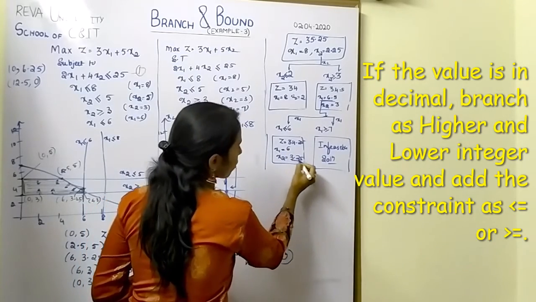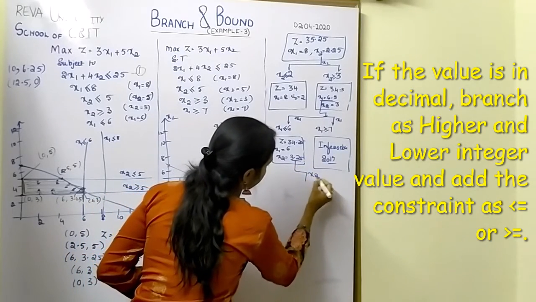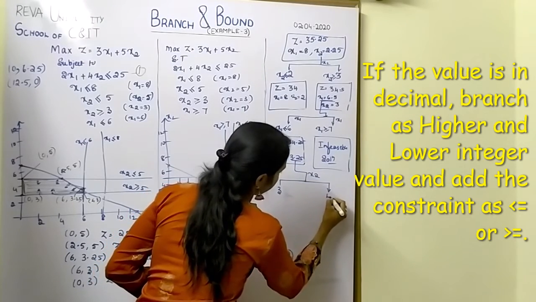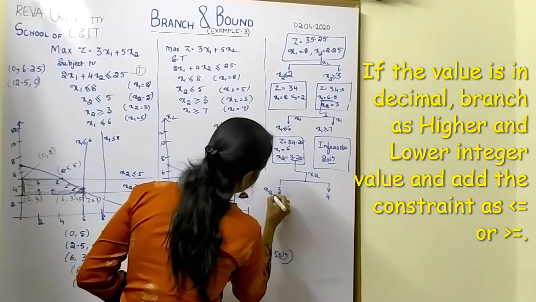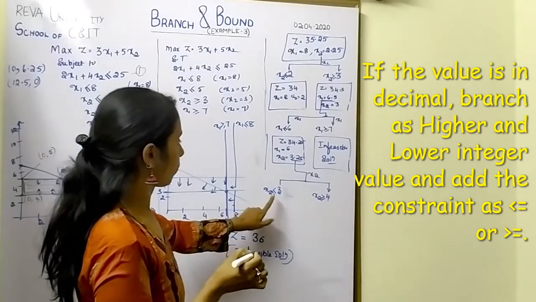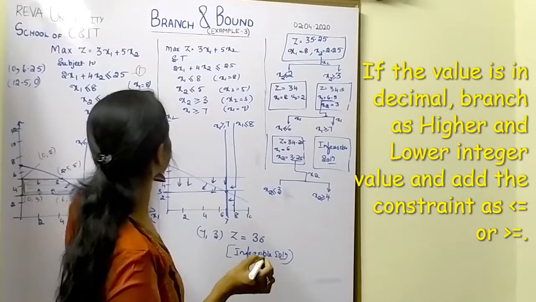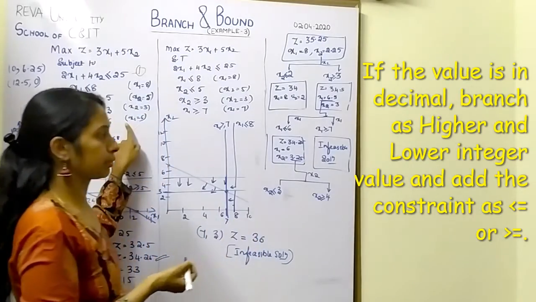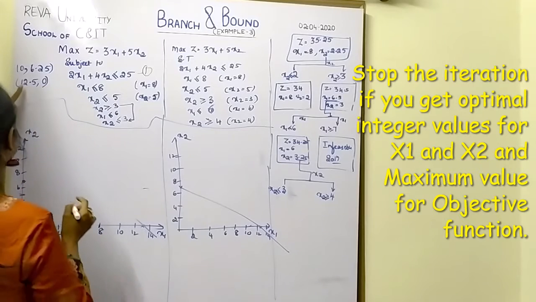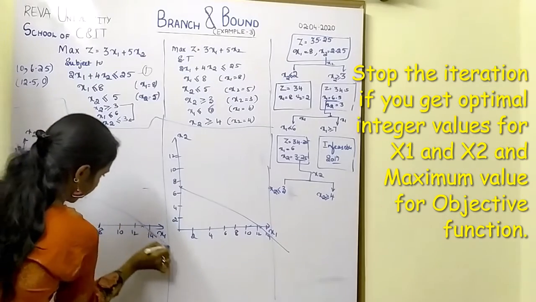So, since this is not an integer, I will consider x2. This value lies between 3 and 4. So, x2 is less than or equal to 3, x2 is greater than or equal to 4. Include these two constraints in this and still proceed. Consider these constraints. So, here x0 6.25 and this one. So, you have to join like this.